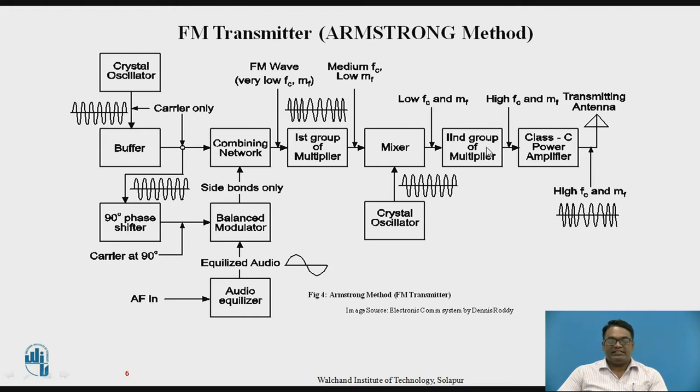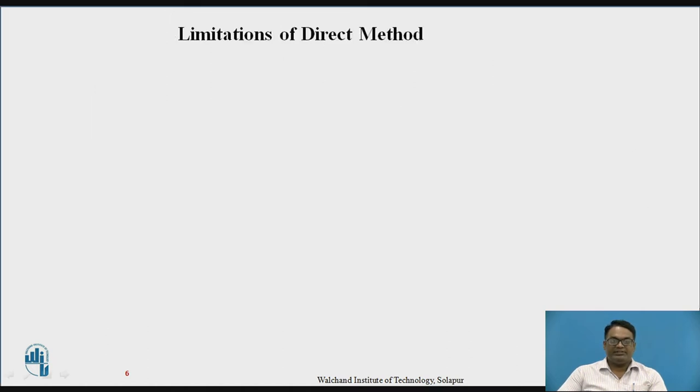Here it is then again given to the second group of multipliers, so that we get a high carrier frequency and a modulation index. Hence the output is taken across the class C power amplifier, where the power of the FM generated signal is increased before transmitting, and hence it is transmitted by using a transmitting antenna. So what are the limitations of the direct method?